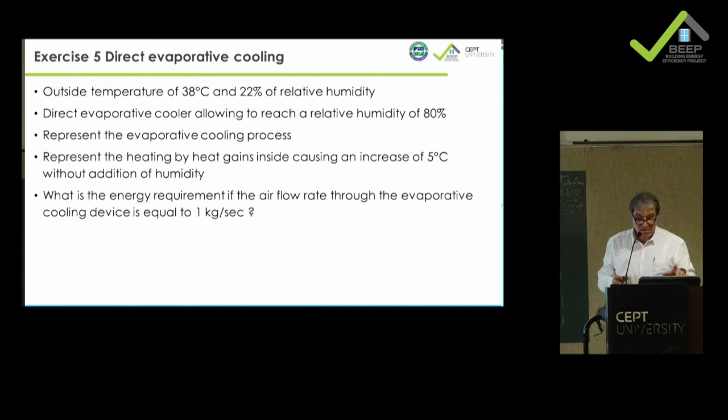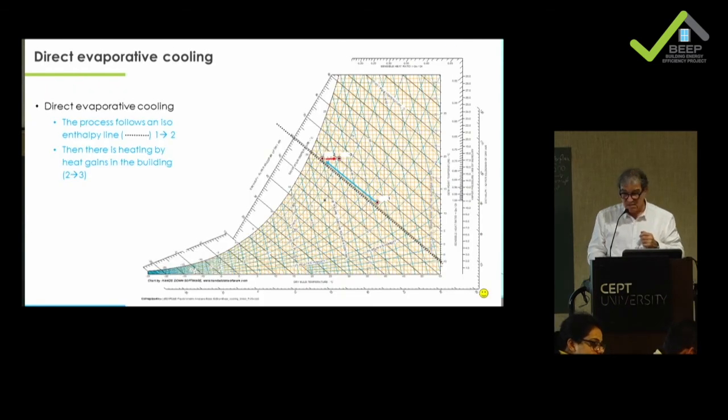So you need to draw the evaporative cooling process. And then you can also add the 5 degree heat gain you have after the evaporative cooling process. That means once you are inside the building, there will be a heat up of about 5 degrees. And then what is the energy requirement? I'll show you just the solution. The process follows the ISO enthalpy line. This is the main thing to remember. And then in terms of energy, what does it mean? Some people have already answered, so what is it? What energy do you need for evap cooling?